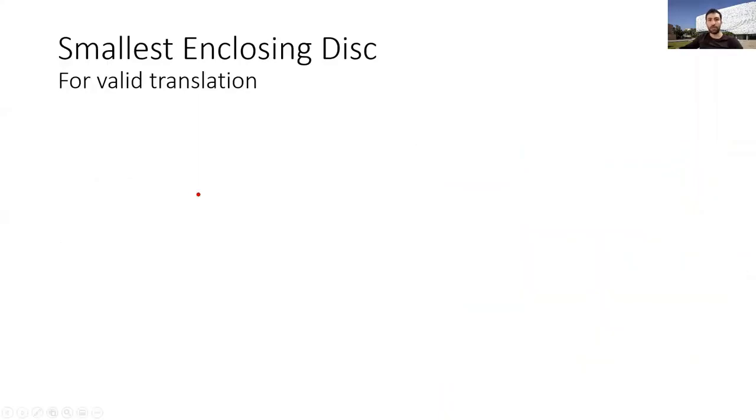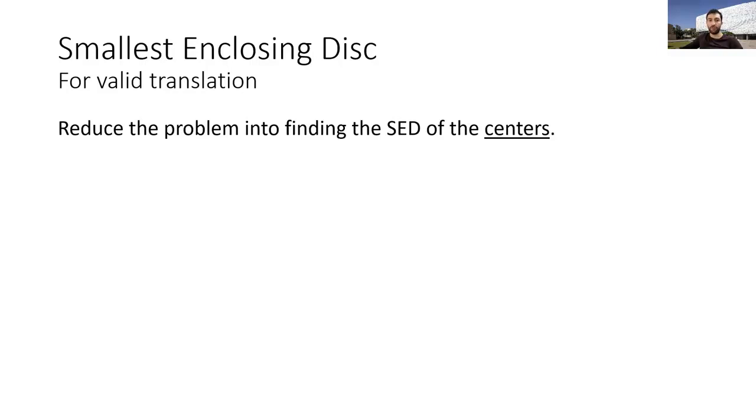So far, we managed to find all valid translations, but how can we find the one that produces the smallest space? Specifically, we will now focus on finding the one with the smallest enclosing disk, SED, that encloses both configurations. First, we reduce the problem to finding the SED of the centers of all the disks of the configurations. This is allowed because we can increase the radius of the resulting SED of the centers by 1 unit to get an SED of the disks.